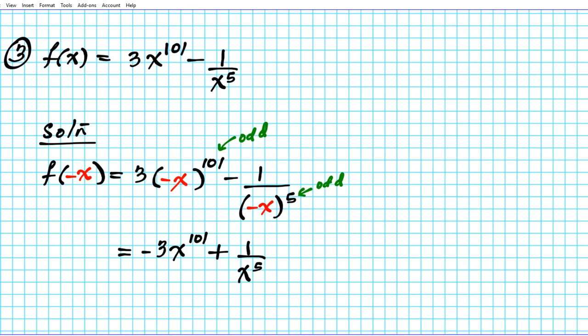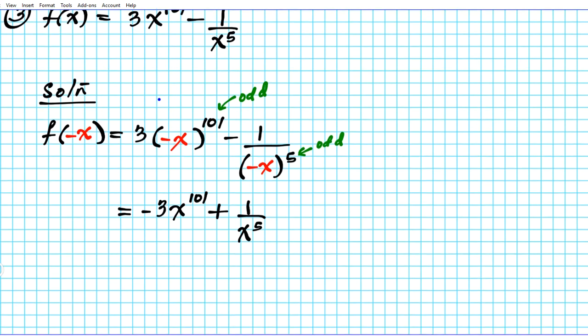Now let's compare signs of each term. If you take a look at the negative 3x to the 101 and the 3x to the 101, they're opposites. Okay? And then if you take a look at the positive 1 over x to the fifth and negative 1 over x to the fifth, they're opposites too. So they're both opposites. We have opposite signs. Alright? So if both signs flip or are opposites, or if the signs of every term in the function become the opposite, then that means the function is odd.